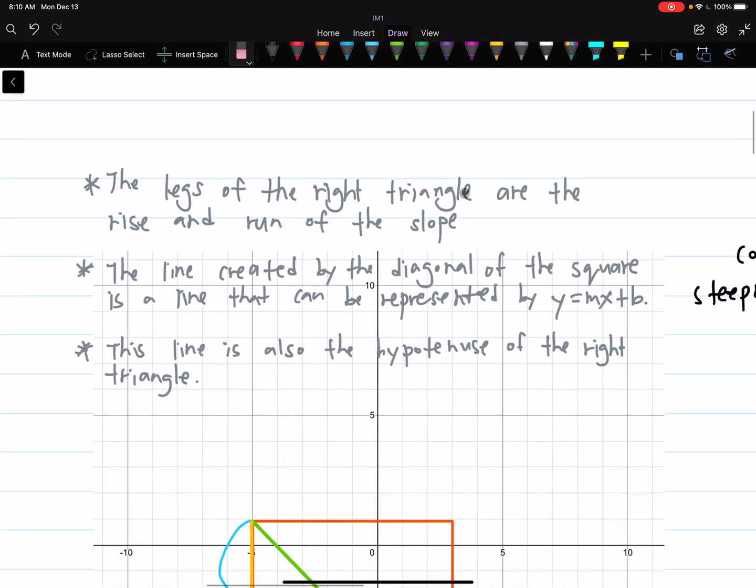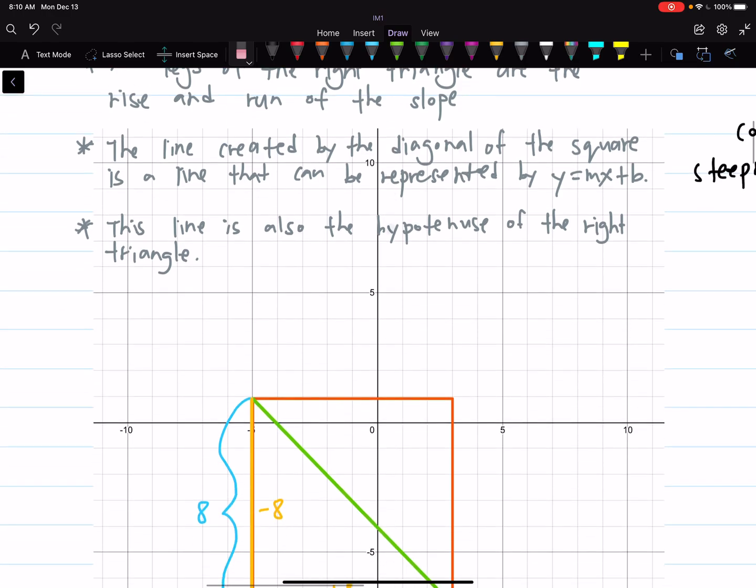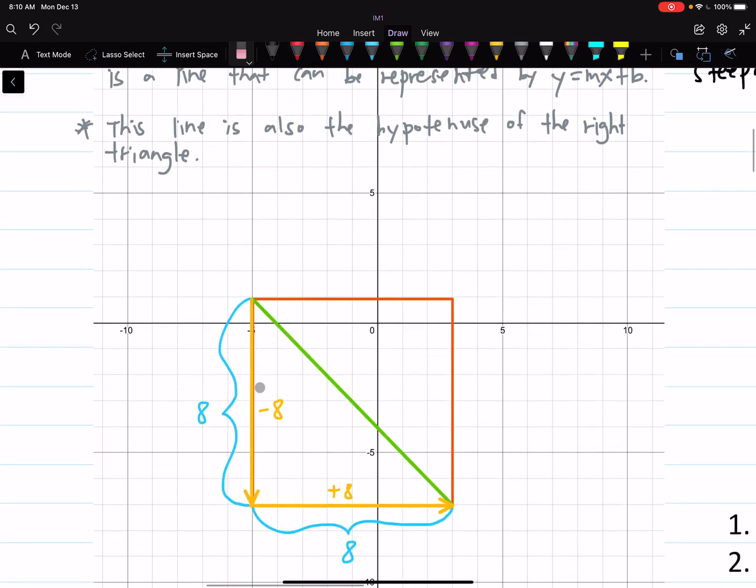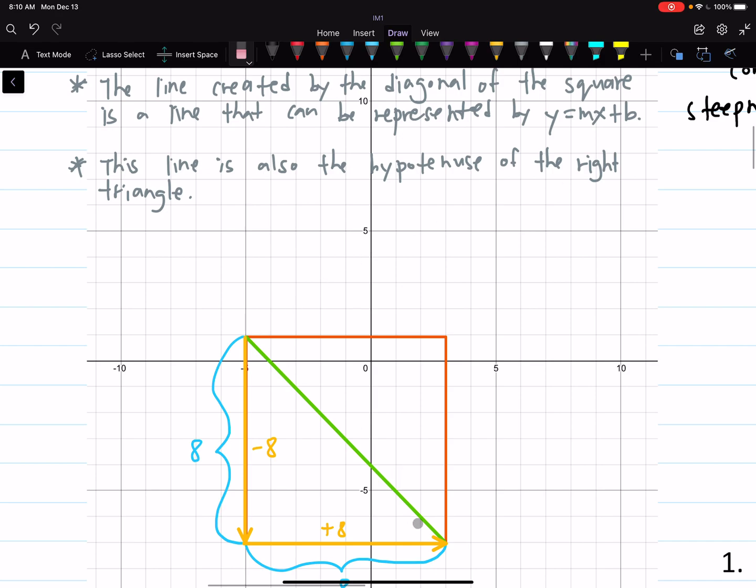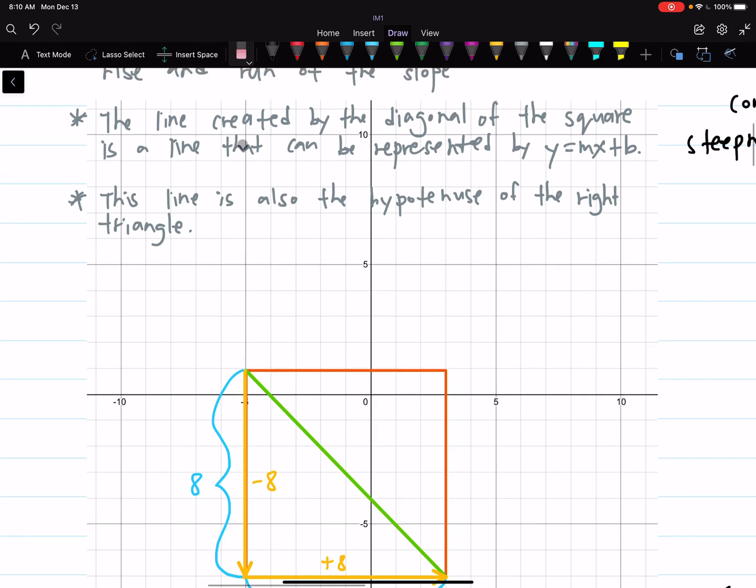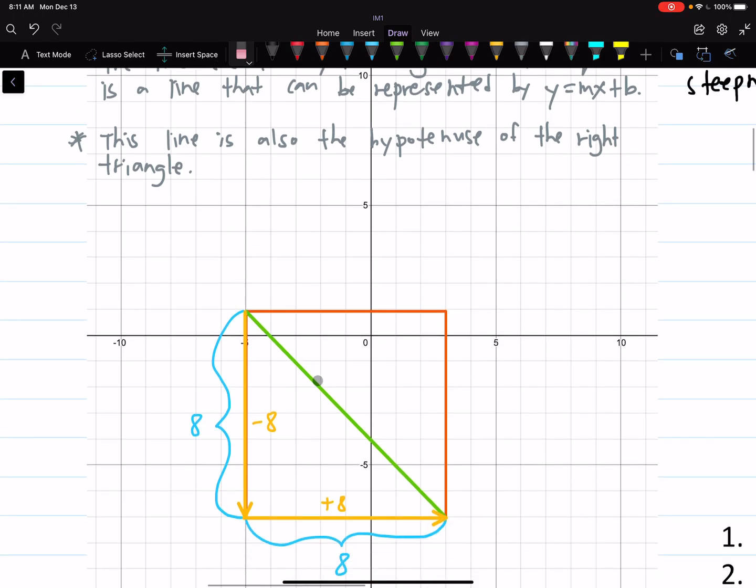The legs of the right triangle are the rise and the run of the slope. Like I said, the legs of the right triangle are the rise and the run of the slope, right? The line created by the diagonal of the square is the line that can be represented by y equals mx plus b. So because this is a line on a graph, on a coordinate plane, we can use the slope-intercept form y equals mx plus b to represent this green line, b representing the y-intercept, m representing the slope.